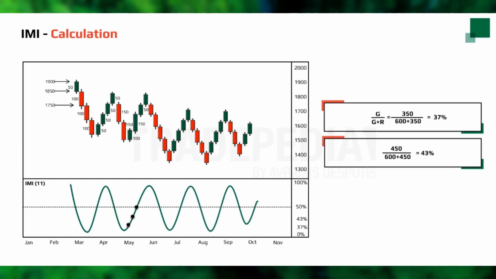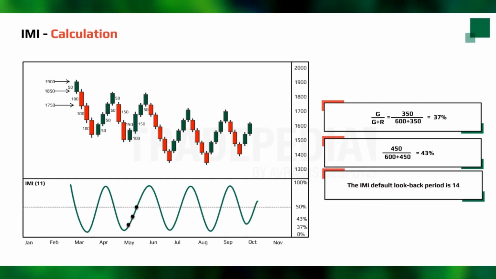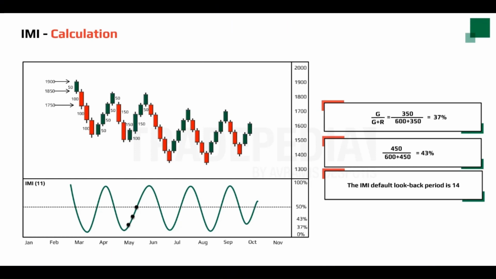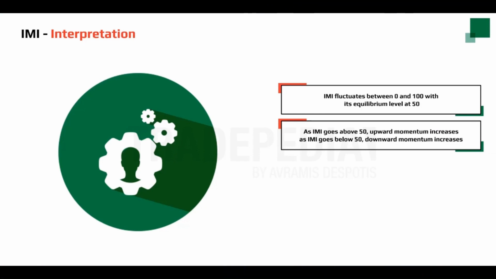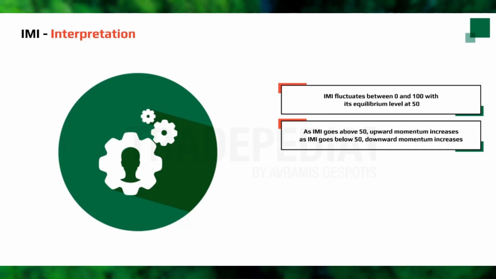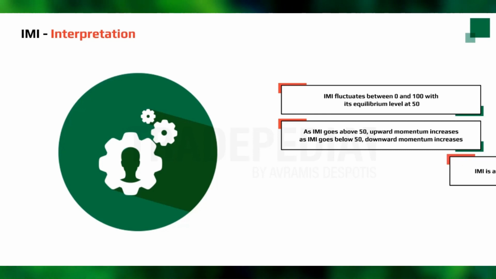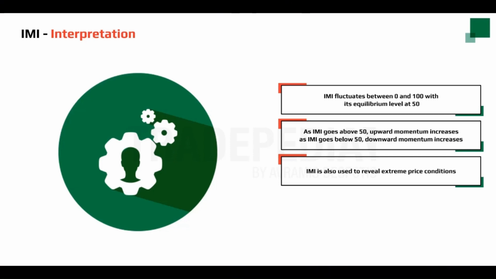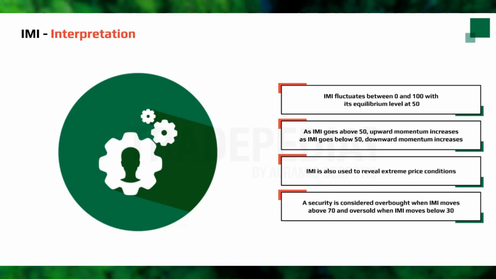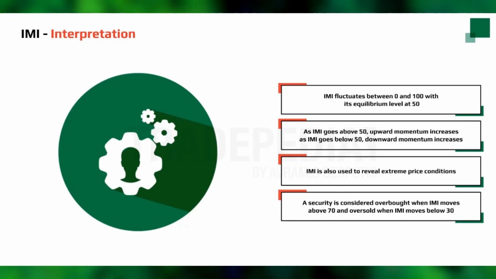This is the Intraday Momentum Index. Similar to the RSI, the IMI default look-back period is 14, but can also be changed to alter the sensitivity of the oscillator. IMI fluctuates between 0 and 100, with its equilibrium level at 50. As it goes above 50, upward momentum increases. As it goes below 50, downward momentum increases. Like RSI, IMI is also used to reveal extreme price conditions. A security is considered overbought when IMI moves above 70, and oversold when IMI drops below 30.